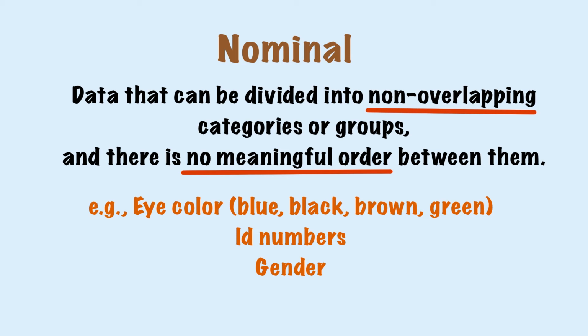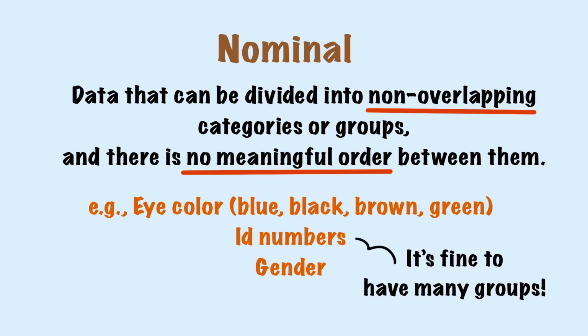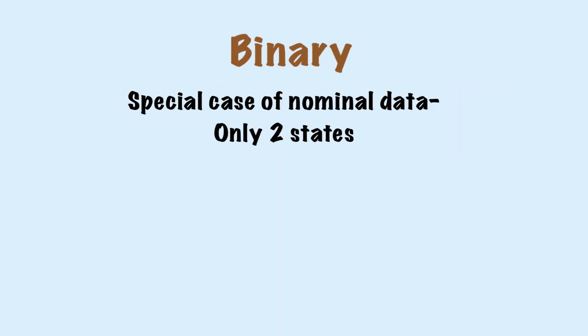ID number and gender are also nominal data. In fact, we can have many groups such as ID number as long as the groups don't overlap and don't have ordering. Second, binary data is a special case of nominal data with only two states.